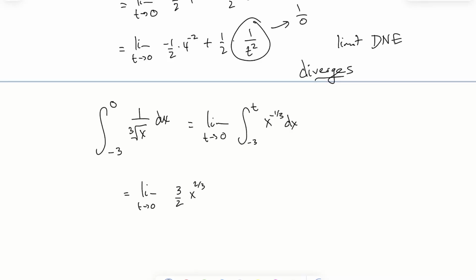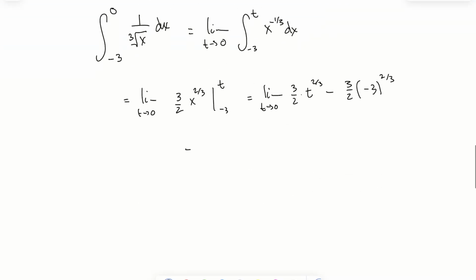Then I'm going to plug in t and negative 3. So the limit as t goes to 0 of 3 halves times t to the 2/3 minus 3 halves times negative 3 to the 2/3. This is actually, to me, easier than thinking about t going to infinity. You just plug 0 in for t and see what happens. You get 3 halves times 0 to the 2/3. That's 0, and then this is a number, and that's going to be the answer.